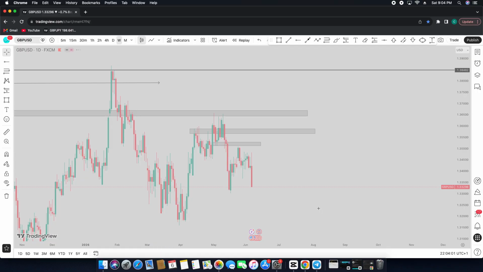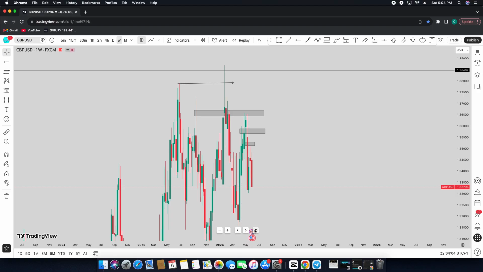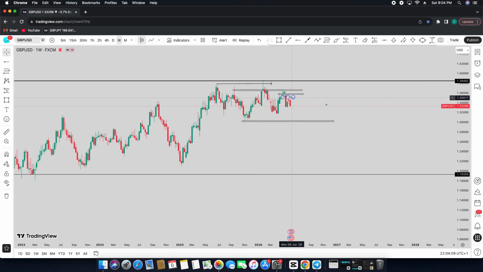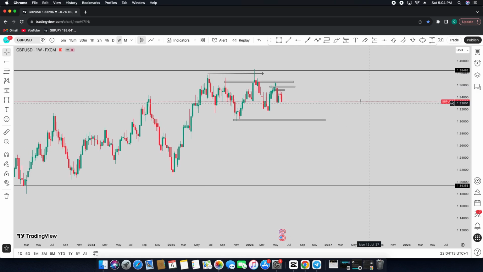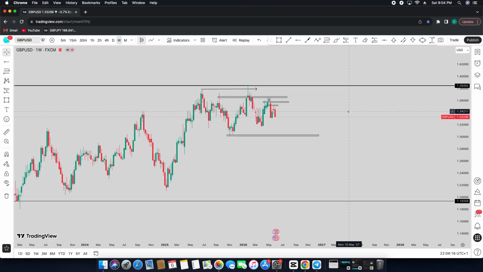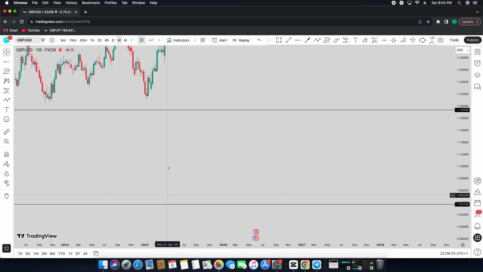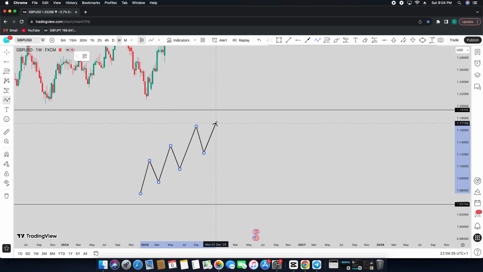One reason I was not interested in taking a trade on GBP USD, not unless it tapped into my zones, is because I like to trade the whole leg of the swing. When I mean the whole leg of the swing, let me show you something. If the market structure is creating higher highs and higher lows, like this.